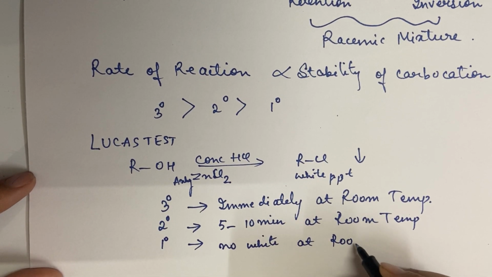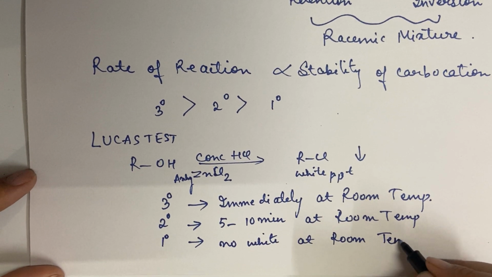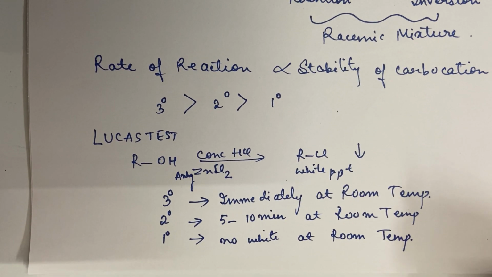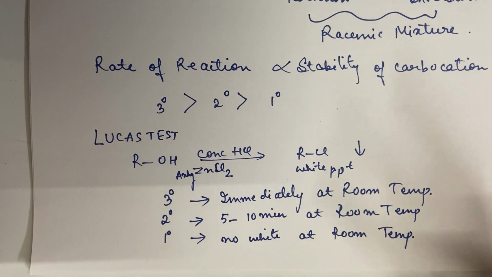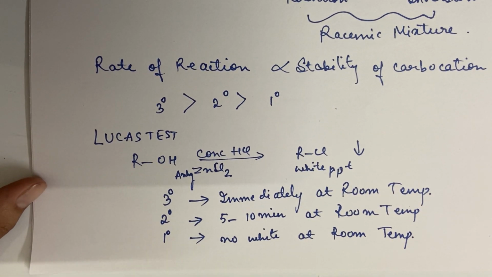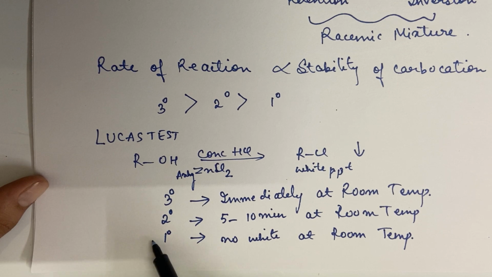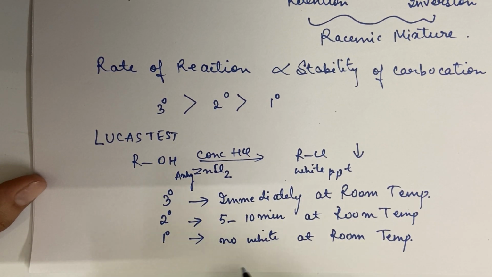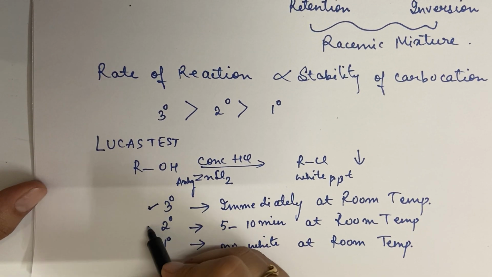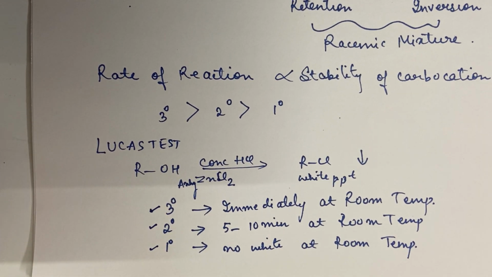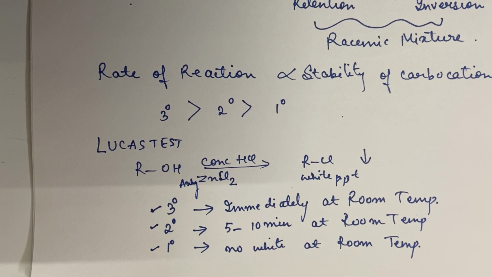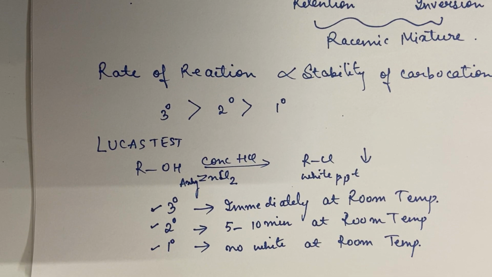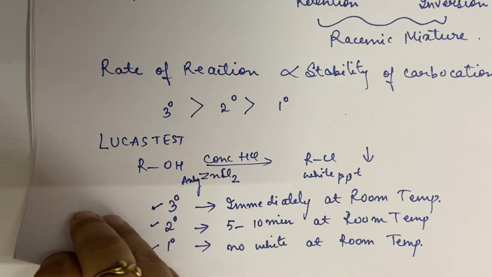But if you heat the compound in which the reaction is taking place, then you know that on heating the rate of the reaction increases. So the white precipitate will come in the case of primary alcohol also, but on heating, not at room temperature. So this is the difference between tertiary, secondary and primary alcohol. A question which can come in your exam is to distinguish between primary, secondary or tertiary alcohols. Let's take one example also.